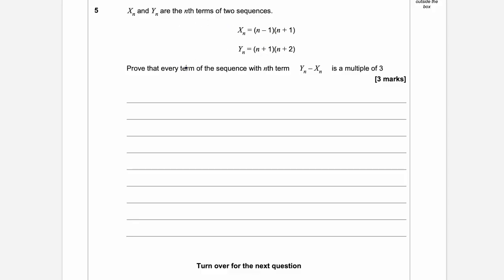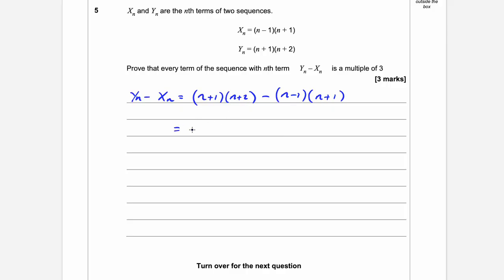Prove that every term of the sequence with nth term yn minus xn is a multiple of 3. Okay, so we just need to do this minus this. Okay, let's do that. yn minus xn is equal to (n plus 1)(n plus 2) minus (n minus 1)(n plus 1).